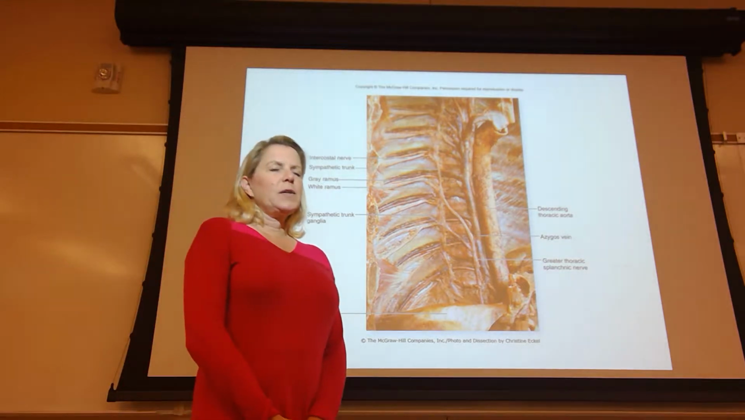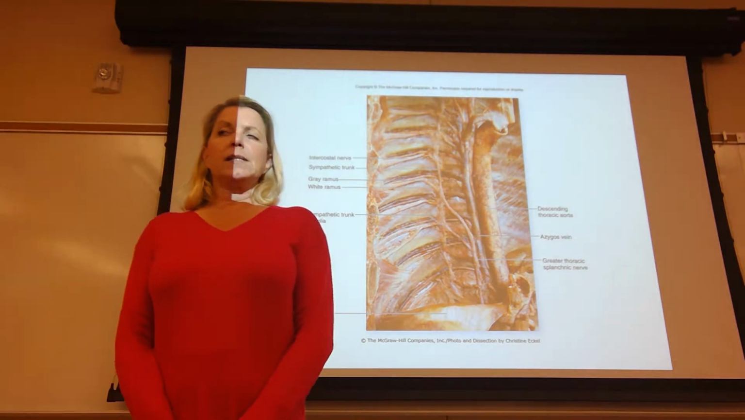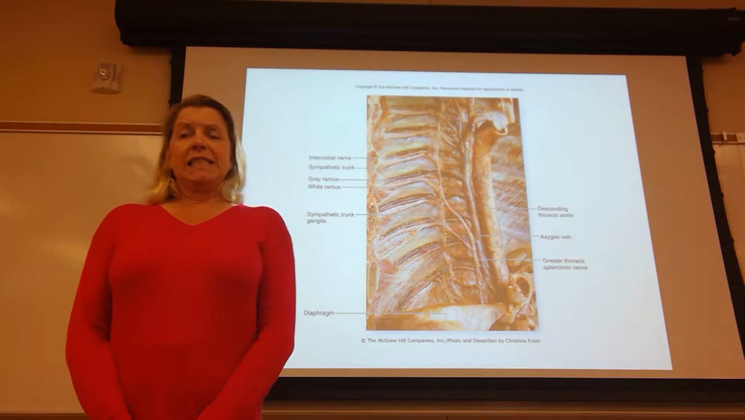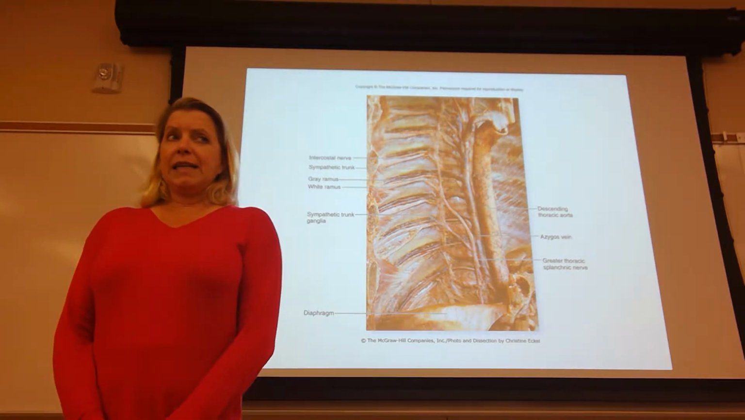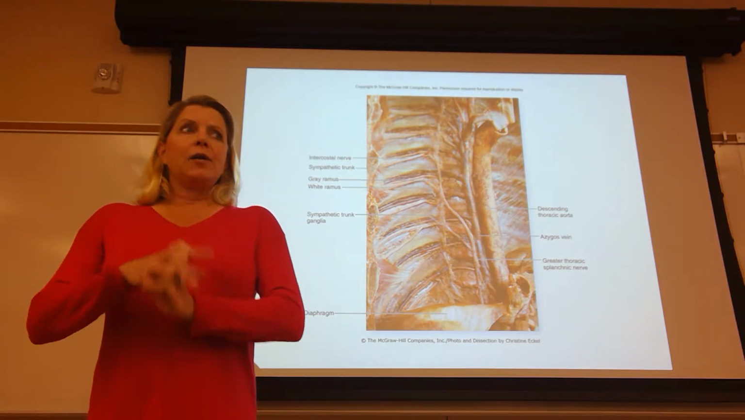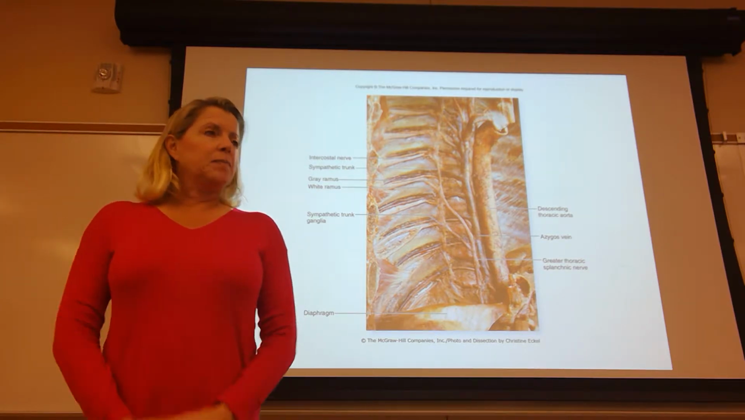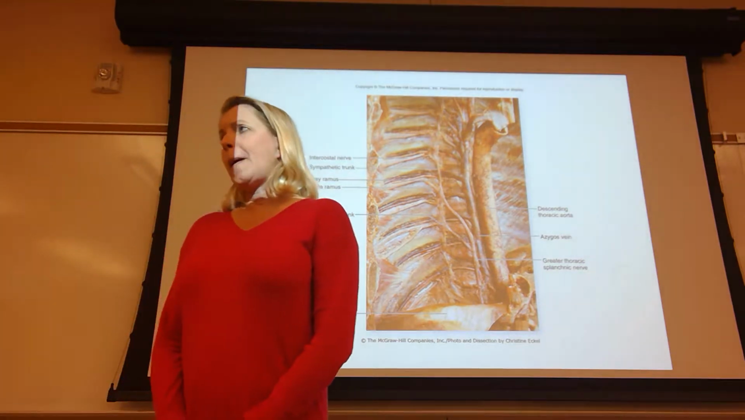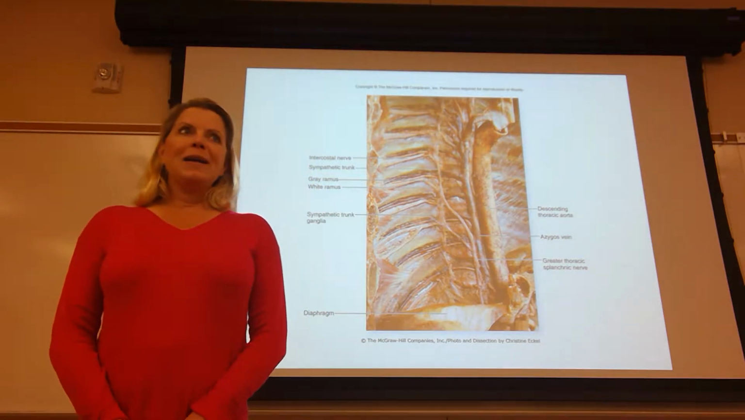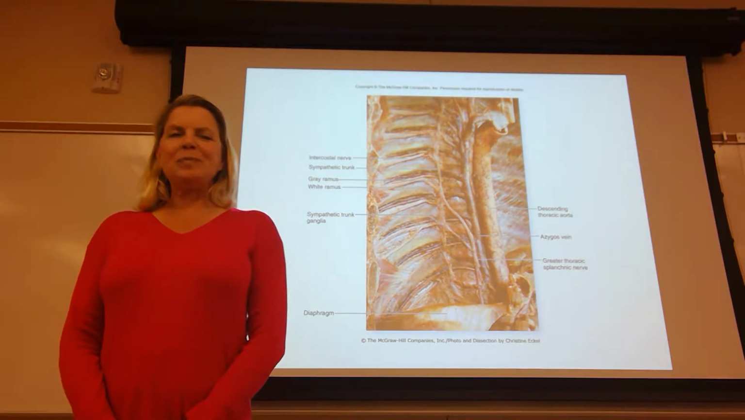Where are the cell bodies found for the first neuron for the parasympathetic division? It's called craniosacral for a reason. SLGC, sacral lateral gray column, S2, S3, S4, but where else? That's right, cranial nuclei for cranial nerves 3, 7, 9, and 10.